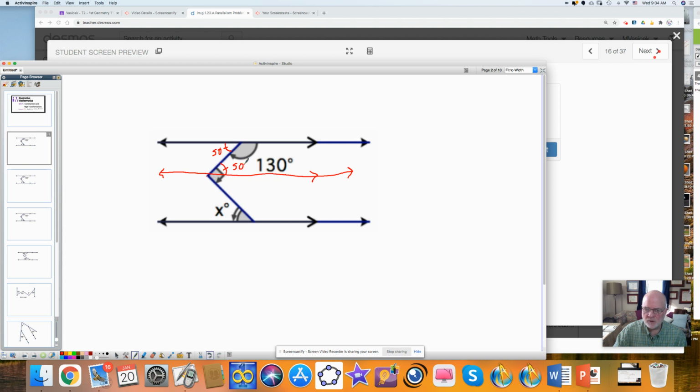The most common incorrect answer is to say that x is 50. But notice these two angles have to sum to 90 degrees. It's the right angle. So this would have to be 40 degrees.